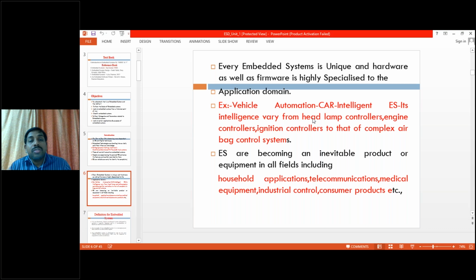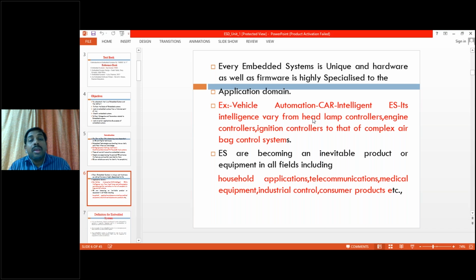So an embedded system can be an independent one or it can be a part of a big system. So these subsystems are also sub-embedded systems. They together form your car, which is an automation system. And among this, we can give the priority.